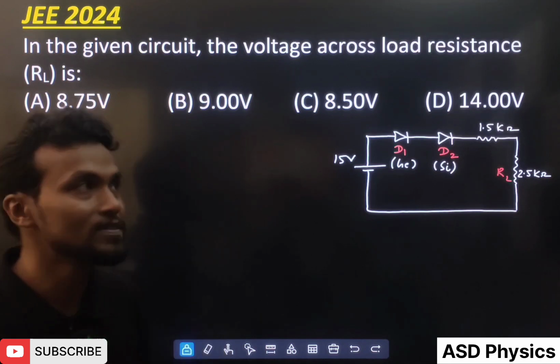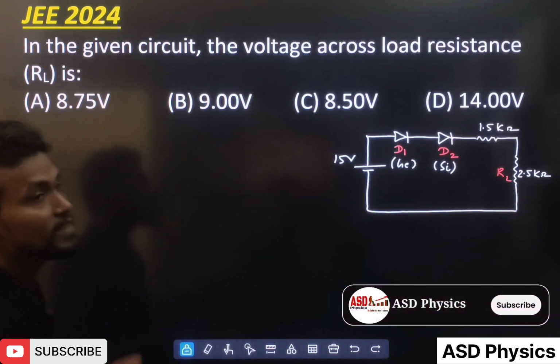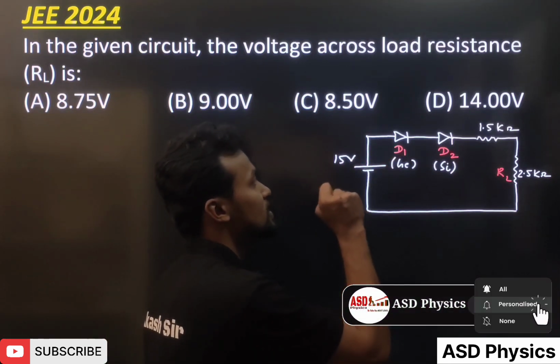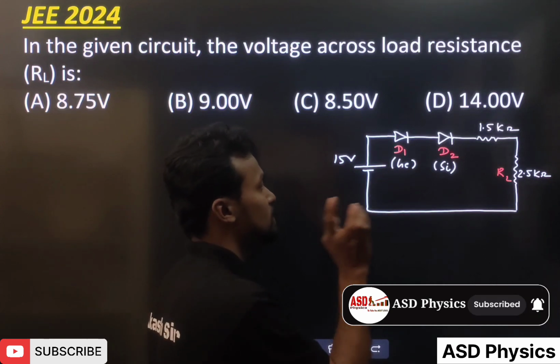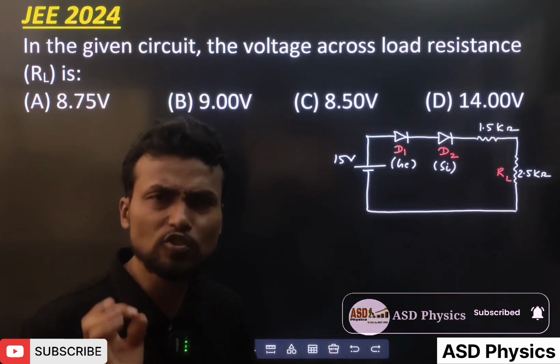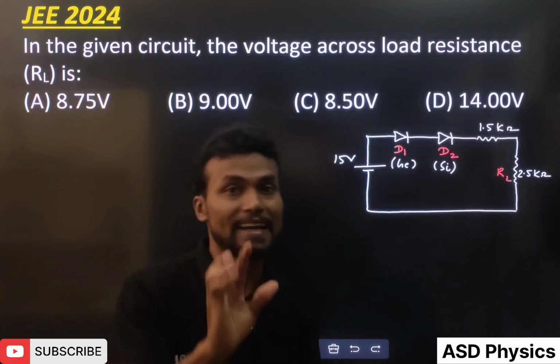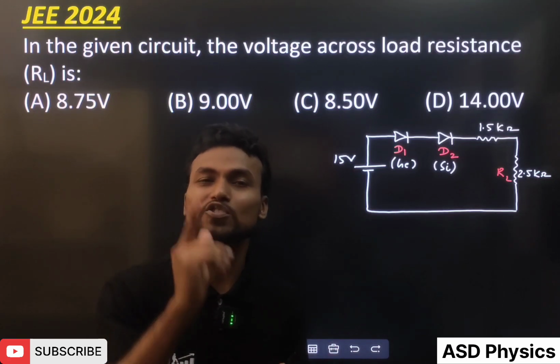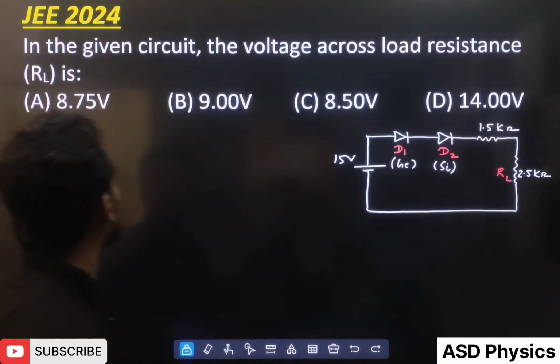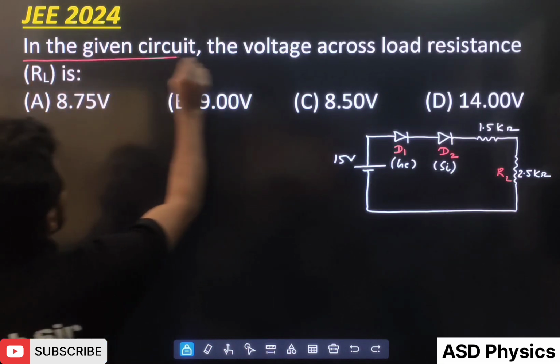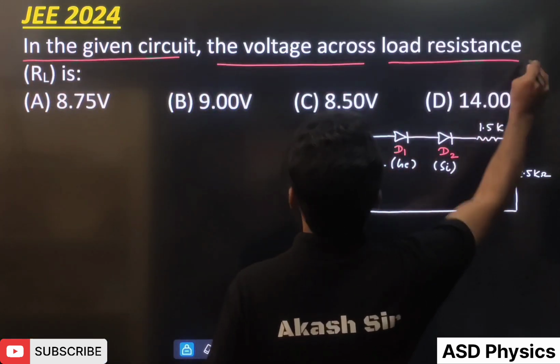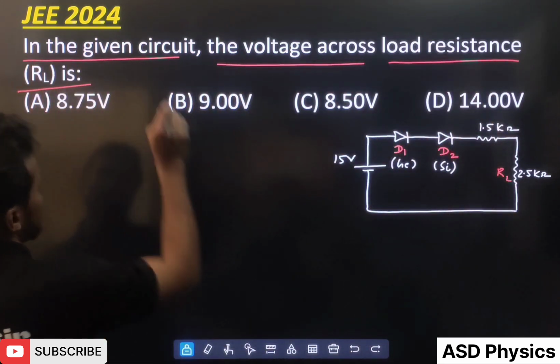So students, today we are going to solve the questions from the semiconductor. You can see very well in this diagram what is there. Diodes are there. One is the germanium diode and the other is the silicon diode. Here we need a little bit of basics and we should know very well how to draw the equivalent diagram. If we can draw the equivalent diagram, this question can be solved in a minute. So see here, the question is, in the given circuit, what is the voltage across load resistance RL?